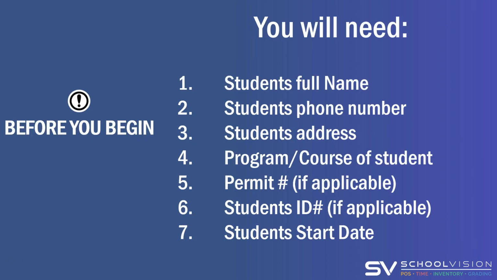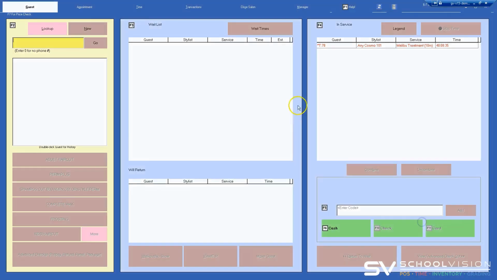Before you begin, you will need the student's information such as their full name, phone number, address. Any other important information for you such as emails or cell phone numbers are also recommended. The program or course of the student, a permit number if this is applicable in your state and you would like it to show up in your attendance reports, any student codes or ID numbers, also if applicable in your state, or anything that you currently use to identify your students, and your student start date.